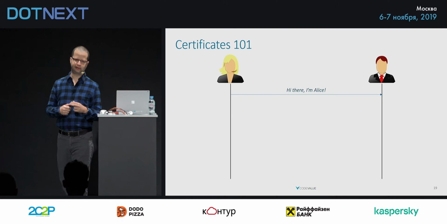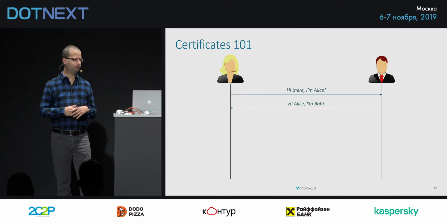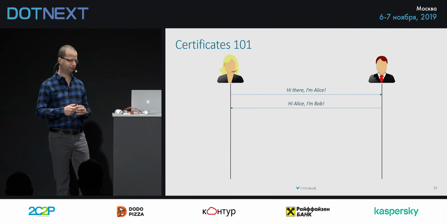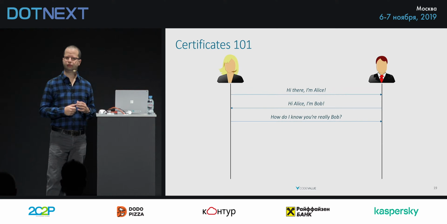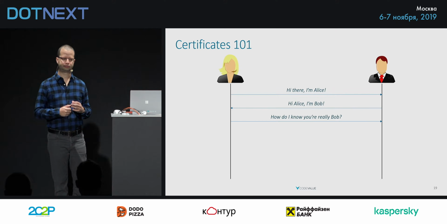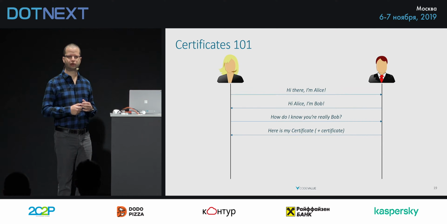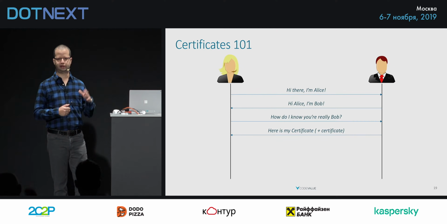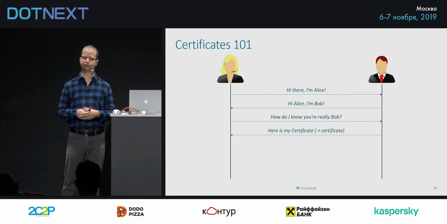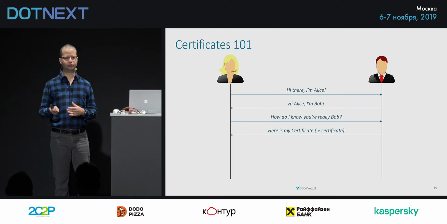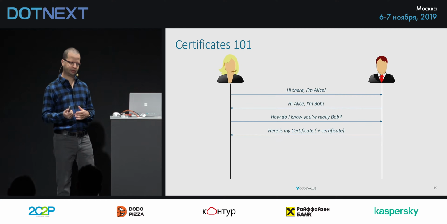And she says, hi there, I'm Alice. And Bob responds, hi Alice, I'm Bob. He says he's Bob. But then Alice asks, how do I know you're really Bob? Prove it to me. And he gives her his certificate, which has his name, Bob, and his public key. And it's also signed by a certificate authority. But remember, Alice needs to verify that he owns the private key associated with the public key.